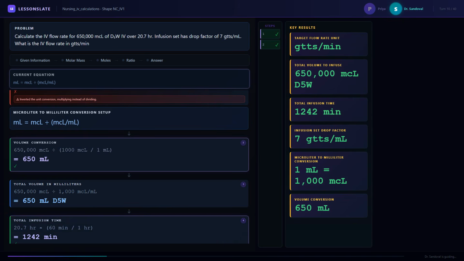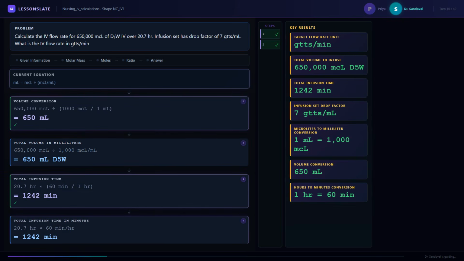That's exactly right, Priya. 20.7 hours times 60 minutes per hour equals 1,242 minutes. You've correctly converted the total infusion time into minutes. Now we have our total volume in milliliters and our total time in minutes. What formula or relationship should we use next, bringing in the drop factor, to get closer to our final answer of drops per minute?